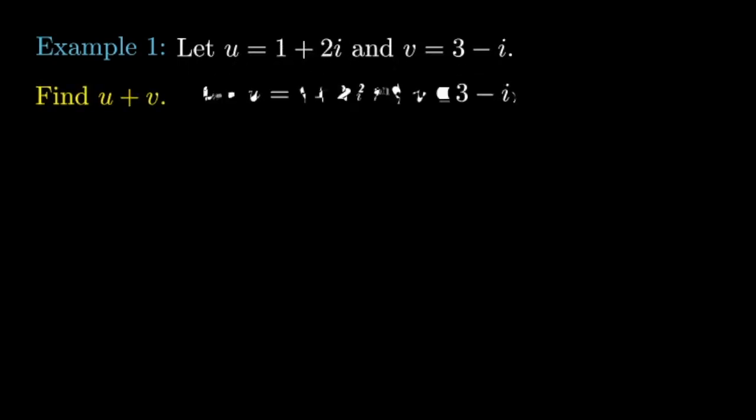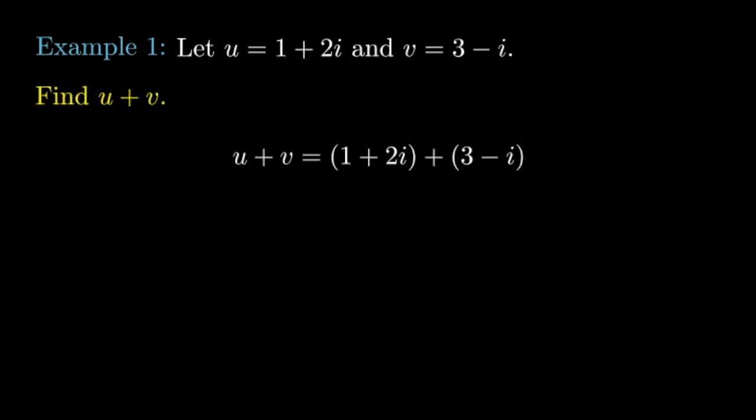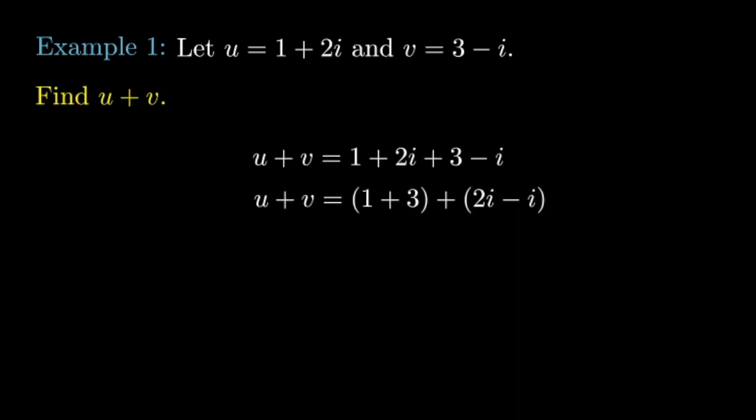Okay, so let's look at this first example. Let u equal 1 plus 2i and v equal 3 minus i. We want to find u plus v. So let's write u plus v as 1 plus 2i plus 3 minus i. We will remove the brackets, and now we will just combine the real and imaginary parts. We get u plus v is 4 plus i.